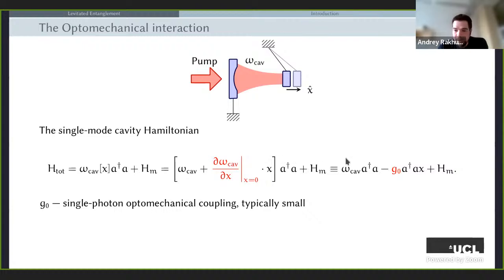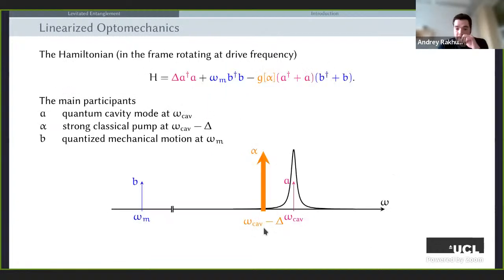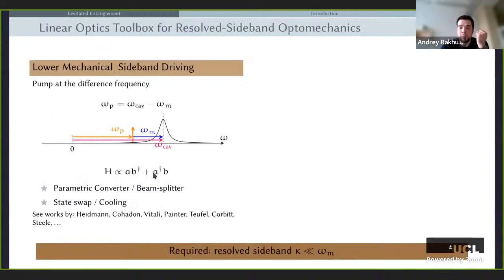In optomechanics, we have the radiation pressure, which couples light and mechanics. The coupling is typically small. We enhance it by a strong classical drive, which allows us to couple these two main participants, the cavity mode and the mechanical mode, which are really the quantum signal modes. They are coupled through radiation pressure in a way determined by the strong classical drive, whose strength sets the rate of the interaction, and whose tuning allows us to change the type of the interaction between the signal modes.